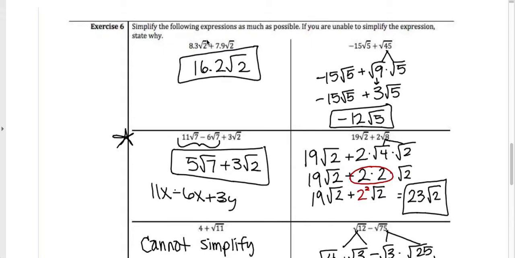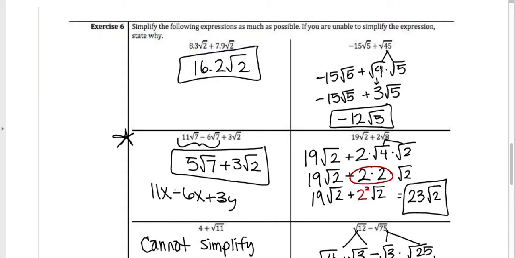So again, this one, I have 8.3 root 2's. I have 7.9 root 2's. So total, I have 16.2 root 2's. I just add those 2 coefficients. Over here, we notice that I have root 5 plus root 45. Those are not the same, so I cannot combine those. It would be like saying x plus y. You can't combine those. So in this case, we said, well, what if we try to factor this out and simplify it a little bit?